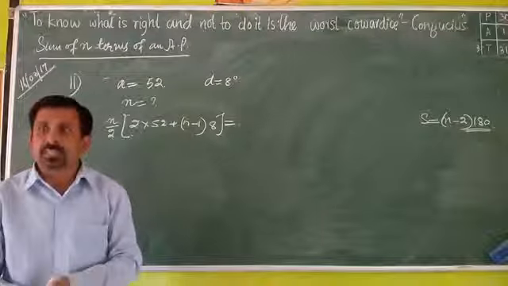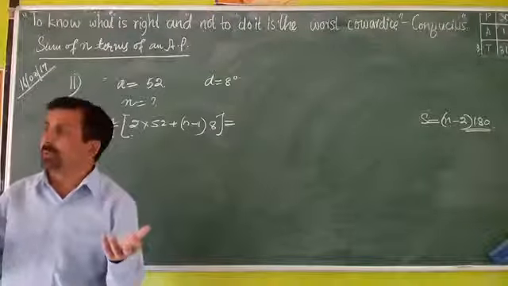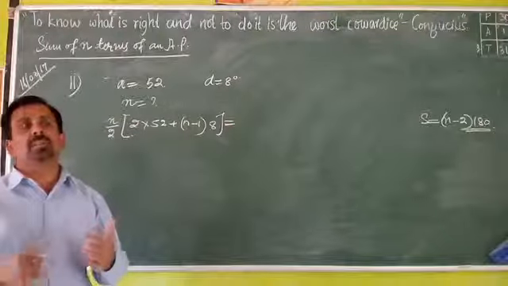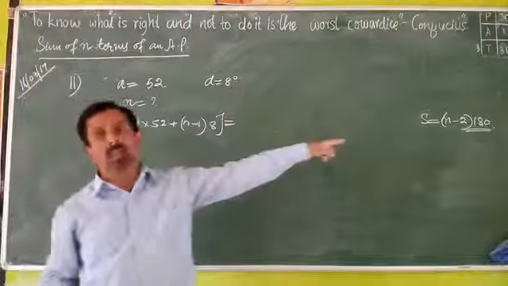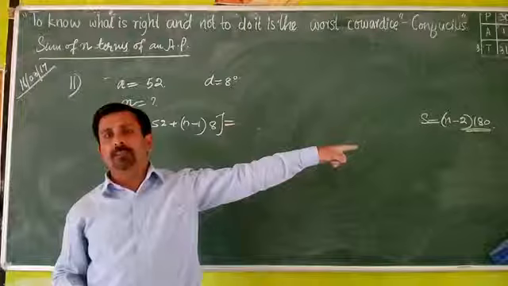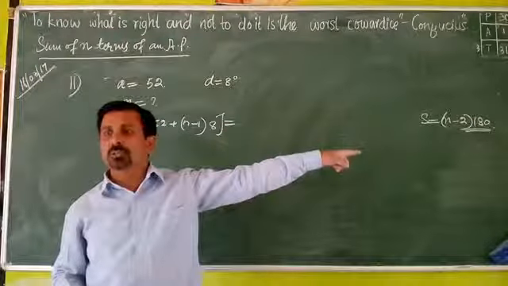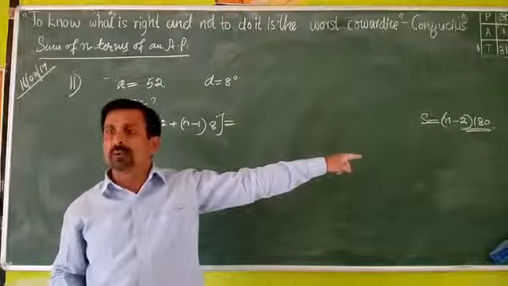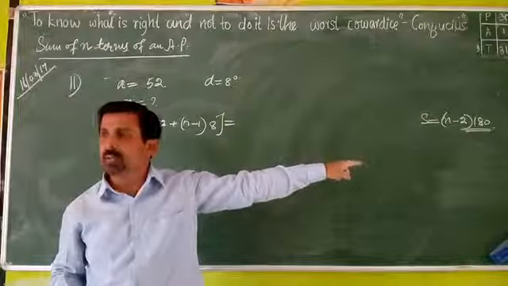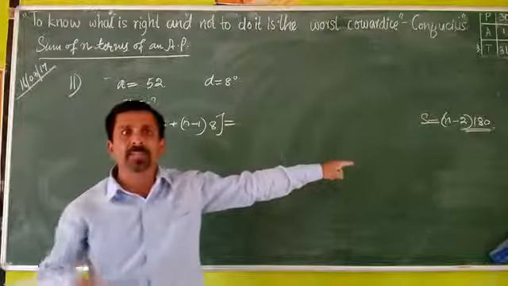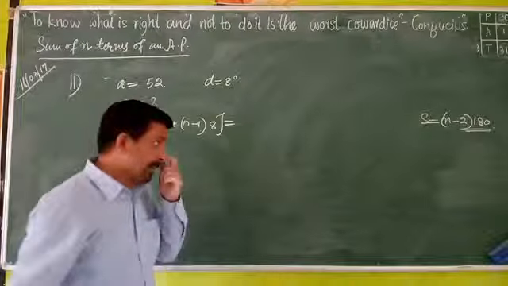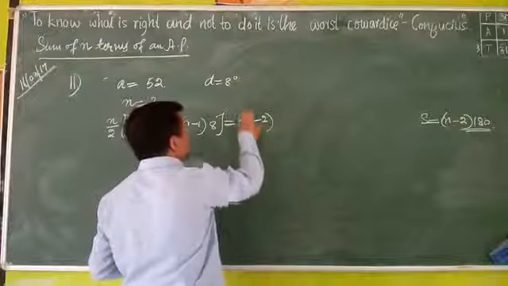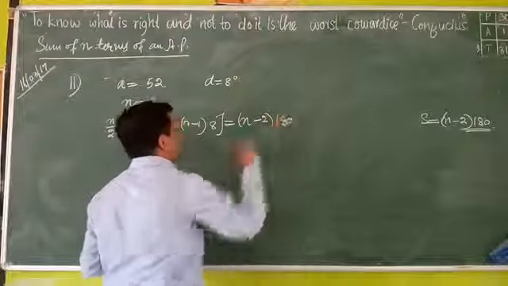Yes, sir. Since we don't know the name of the polygon, we cannot know the number of sides. So we are going to use a general notation: (n minus 2) into 180. This is a formula which gives you the sum of interior angles of a polygon when you don't know the number of sides. If the number of sides is n, then that sum will become equal to (n minus 2) into 180.